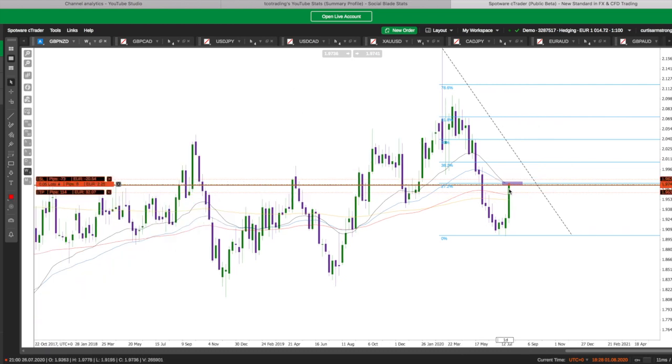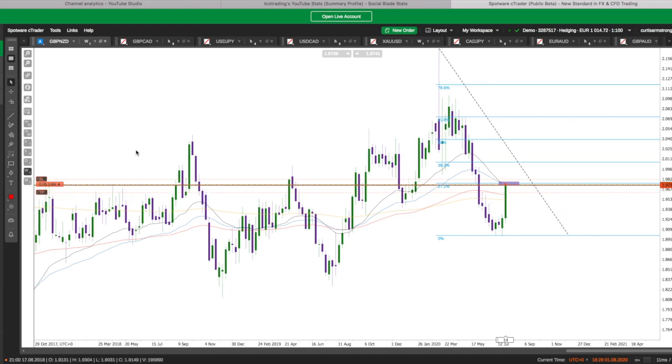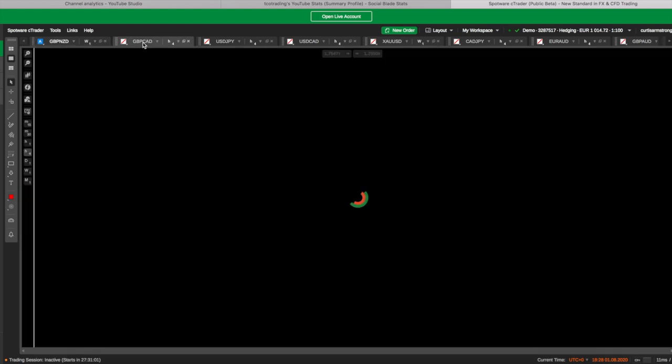So I'm just looking for quick moves and just to get in and get out really. So this is the trade I'm in. Just going to be leaving this for the next week and seeing what happens. But let's move on to some other pairs.